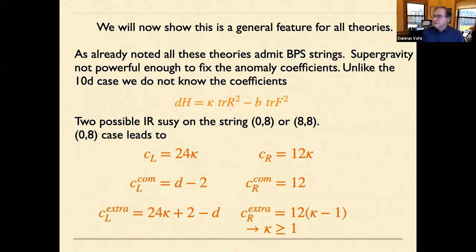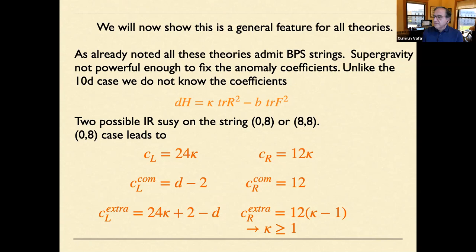The center of mass of the string on the left side is bosonic, not supersymmetric, so it involves d minus 2 degrees of freedom. So the central charge of the left movers for the center of mass is d minus 2, and the central charge for the center of mass of the right movers is 12 because of supersymmetry. You can easily count it from the free supersymmetry multiplet. So you immediately learn that the extra central charge on the right movers, which is the difference between 12 kappa and 12, has to be positive, which implies that kappa is bigger than or equal to 1. So we already make the deduction that kappa is bigger than or equal to 1.